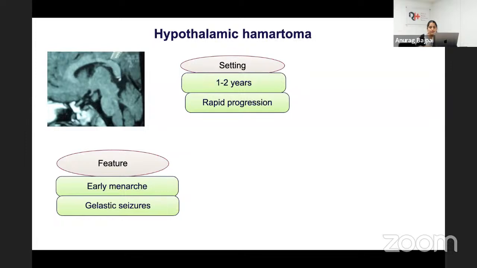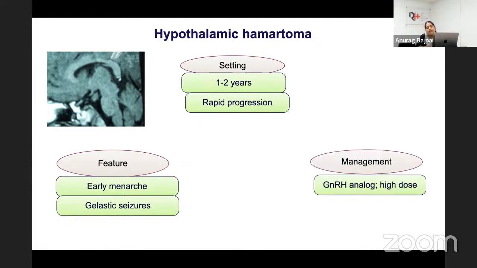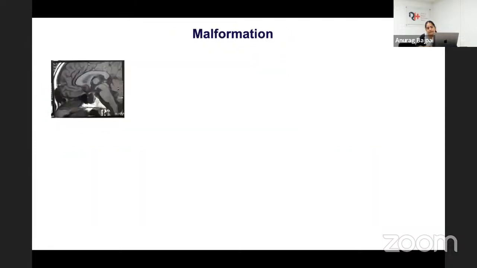So if anyone presents like this, always be careful to take the history of gelastic seizures, that is the laughing spells. And they are managed by GnRH analog. Due to the very high level of LH, high dose of GnRH is required in these cases. And surgery is not required, because the surgery will not change the pathology. It will not help in stopping the progression of the puberty. So surgery is not required in these cases.